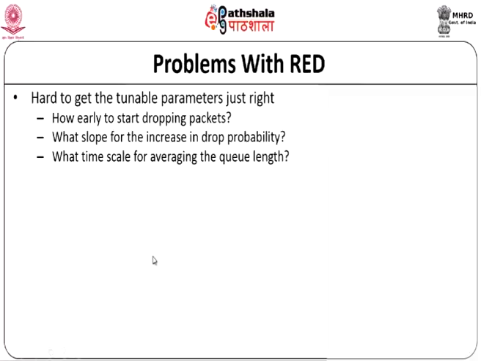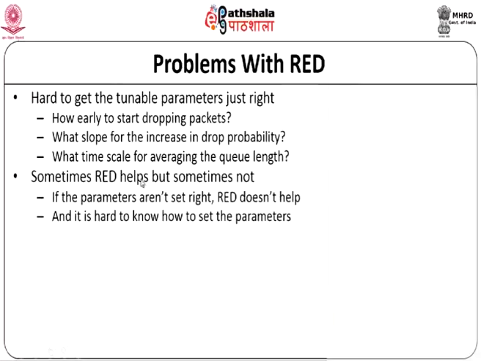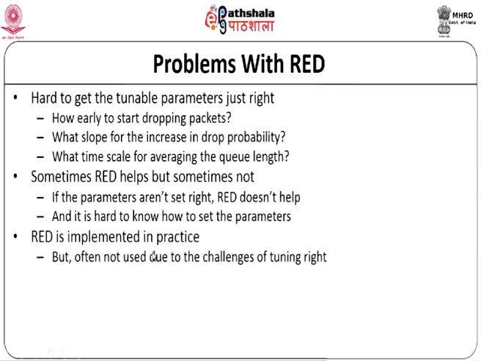But the problem with RED is that it is difficult to tune these parameters correctly. That is, how early to start dropping packets, what should be the slope for increasing drop probability, and what time scale should be used for averaging the queue length. All these are tunable parameters, but it is very difficult to set them right because there is a lot of change in the actual traffic that comes into the network.